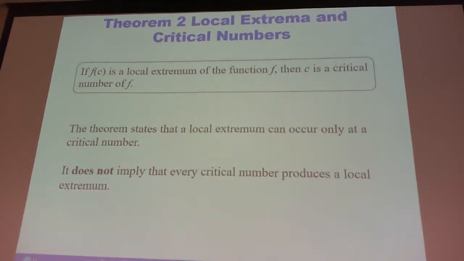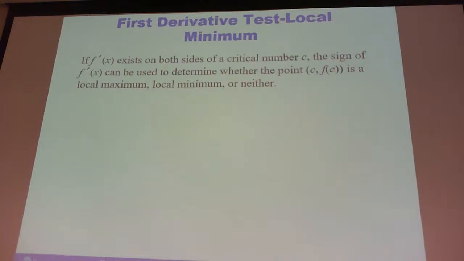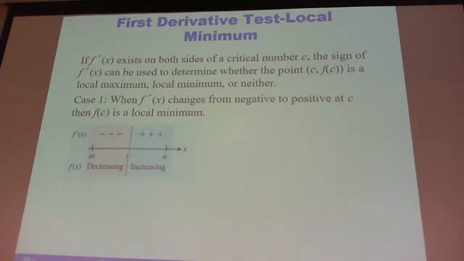This one just says, if f of c is a local extrema of the function f, then c is a critical number of f. The theorem states that a local extrema can occur only at a critical number. It does not apply to every critical number produces a local extrema. Just because we're going to look at it doesn't mean it will be a max or min. It may be a max or min. Okay? We talked about, they like to use sign charts.